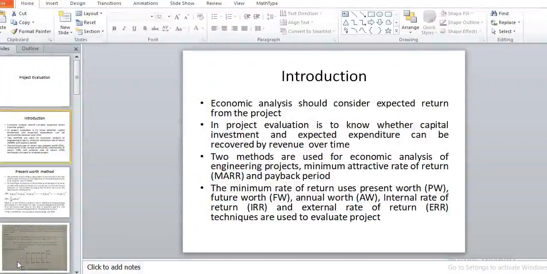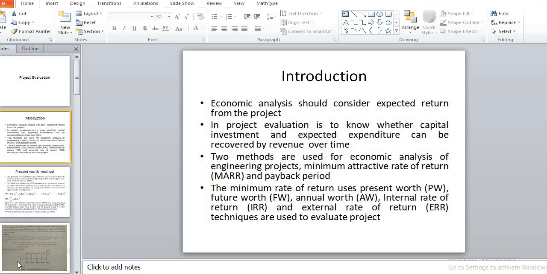In the previous video we discussed the time value of money. In that we discussed different methods: present worth method, future worth method, annual worth method, internal rate of return. These are all the methods we discussed in that time value of money chapter.